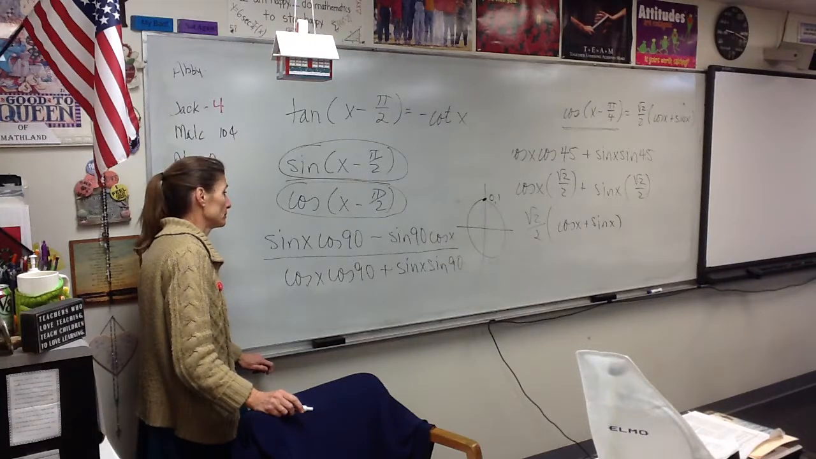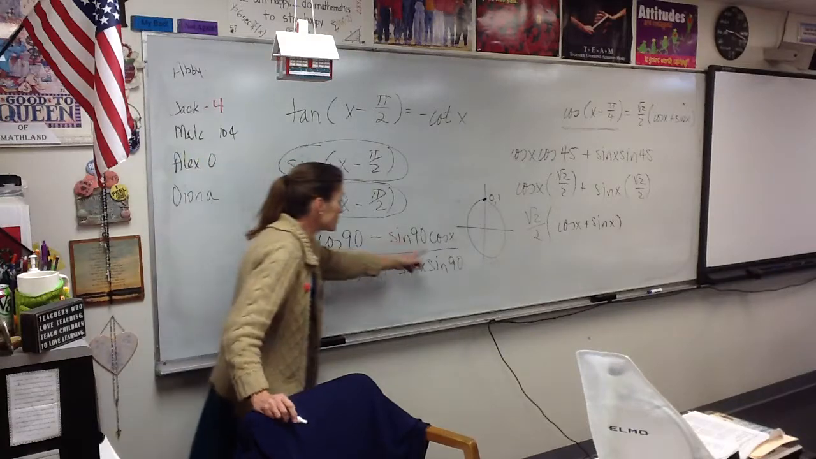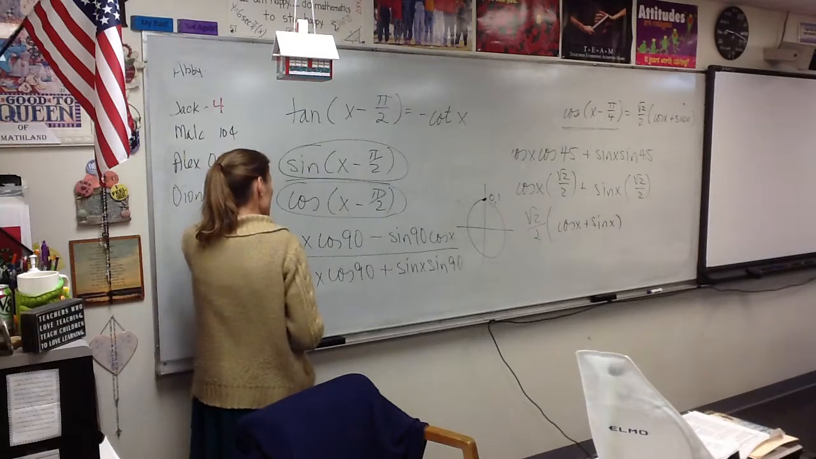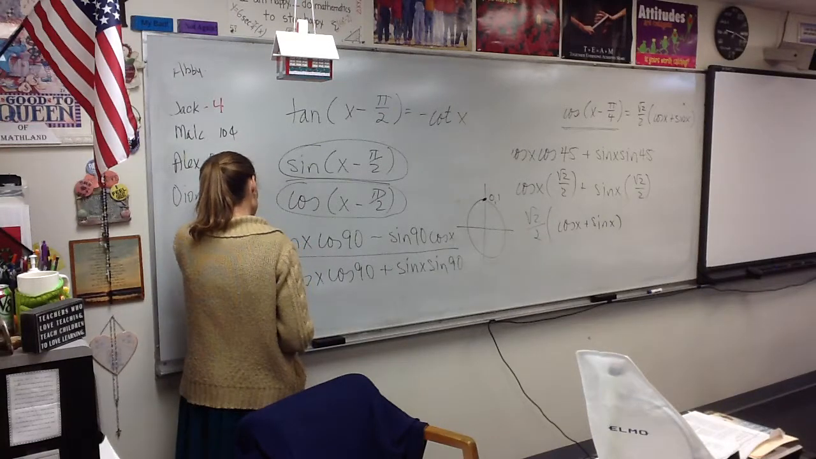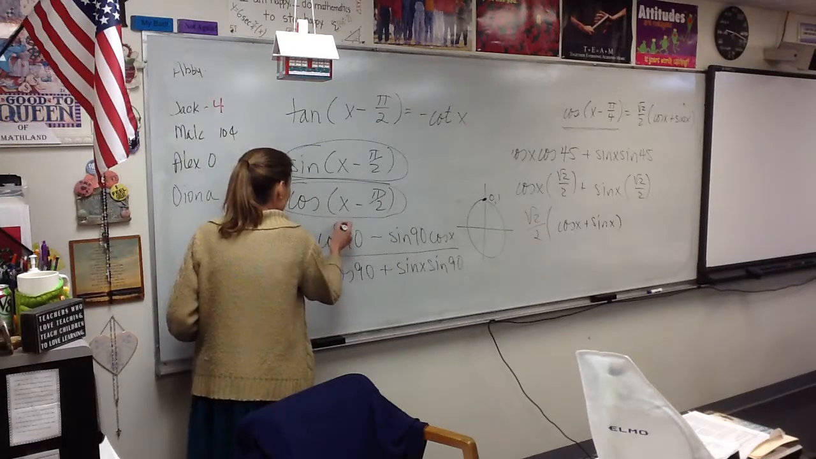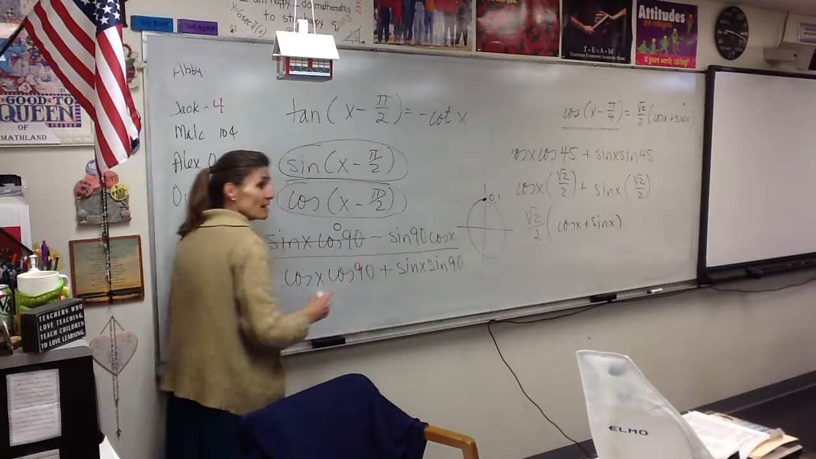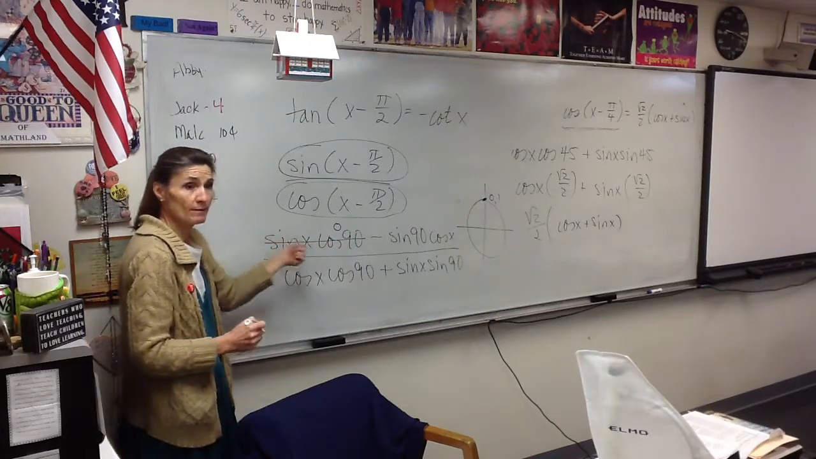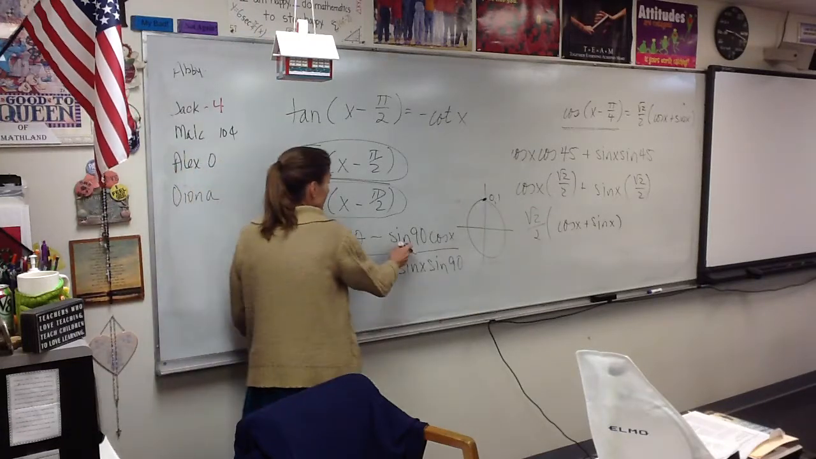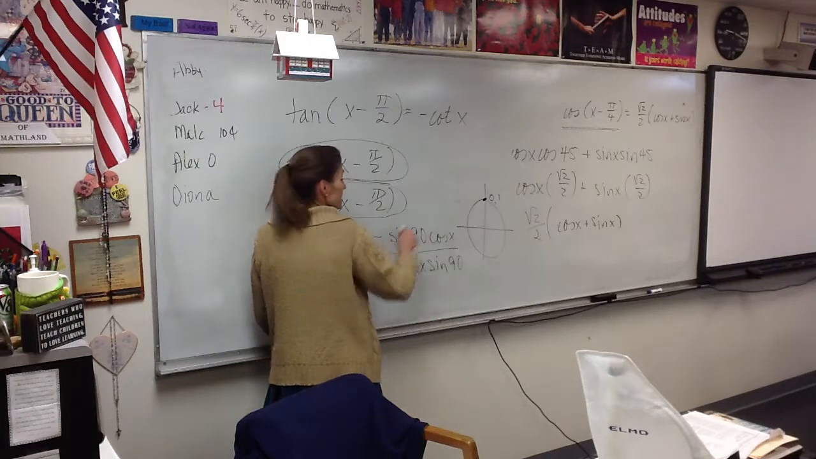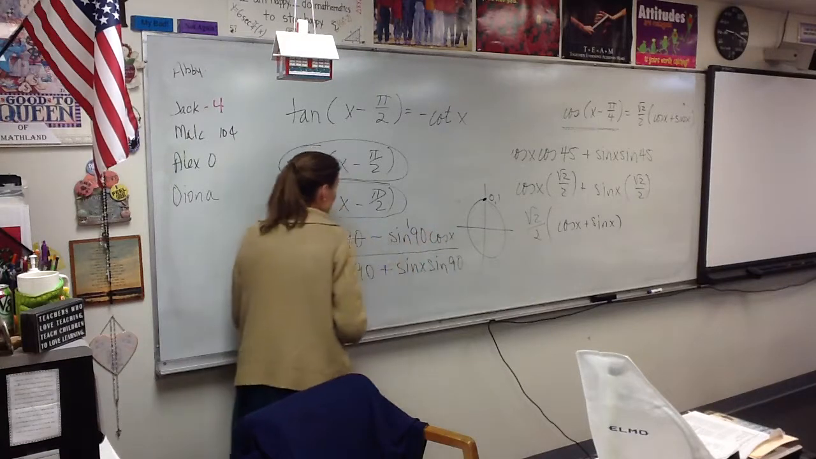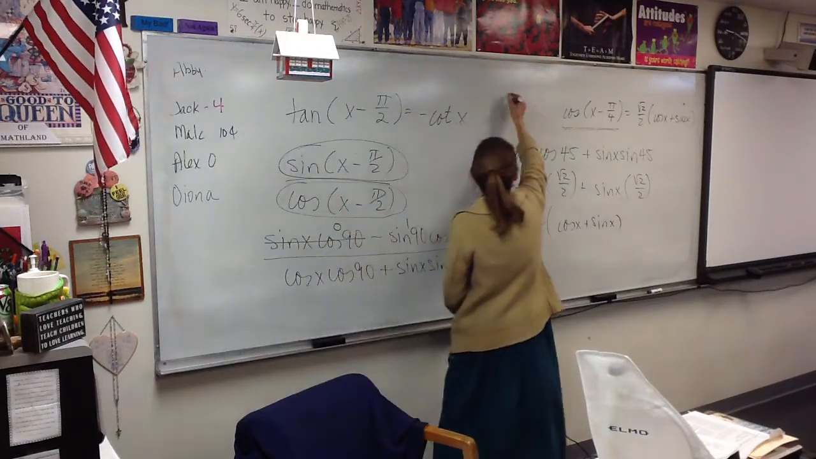Now, can we fill in these numbers? Sure we can. We got our picture already drawn. What's the cosine of 90? Zero. So this is zero, which means this term is effectively gone because you're multiplying by zero. What's the sine of 90? Sine of 90 is not zero. Sine of 90 is one. Remember, sine is y, so it's one. So on top, I have negative cosine.